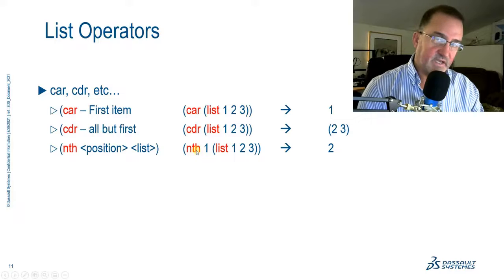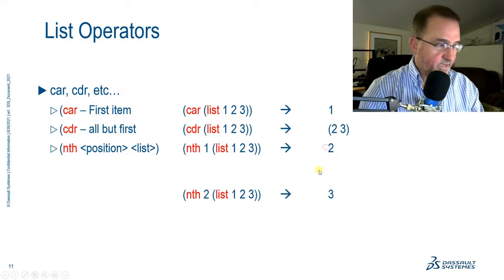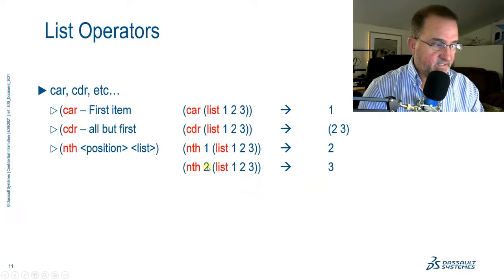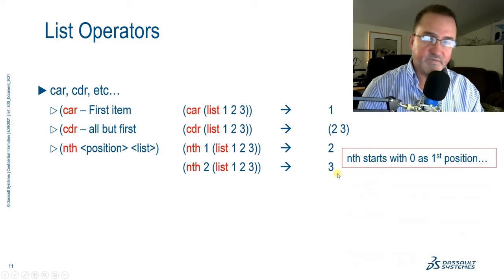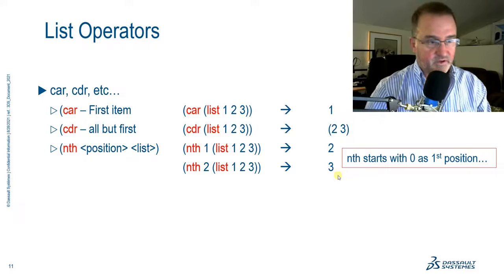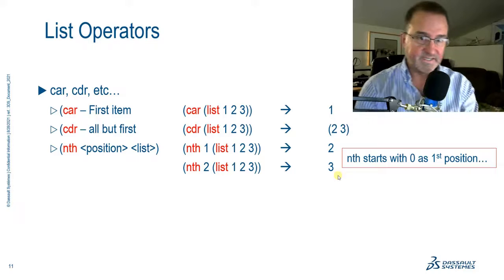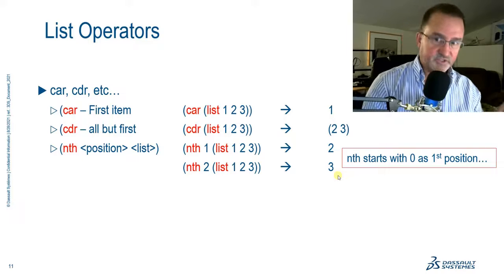You'll notice if I say take the first position in the list of 1, 2, 3, the result is 2. And why is that? If I take the second position in this list, the result is 3. The reason is because all lists start with the first position as 0. This is a little bit of a quirky thing with Lisp that you might have to understand, but the very first position in a list is position 0.